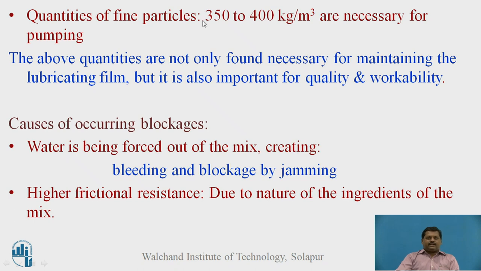The quantity of the fine particles, which I have just discussed, the cement and the fine particles of the fine aggregate, must be between 350 to 400 kg per meter cube, and this is necessary for pumping. This quantity is not only required for maintaining the lubricating film in the pipe, but it is also required for quality and workability. So, fines are very important from a workability point of view, and that will give you proper pumpable concrete.